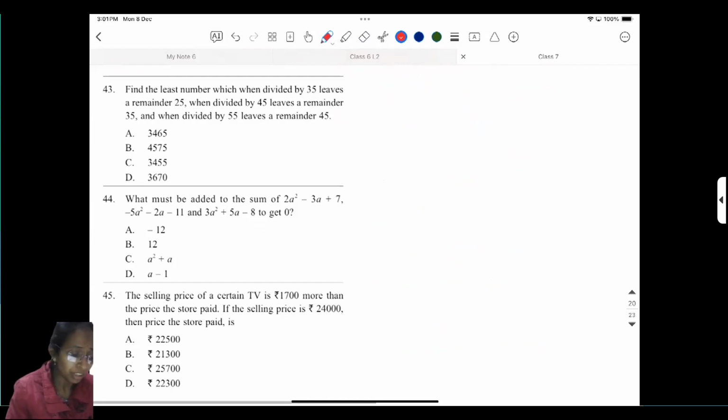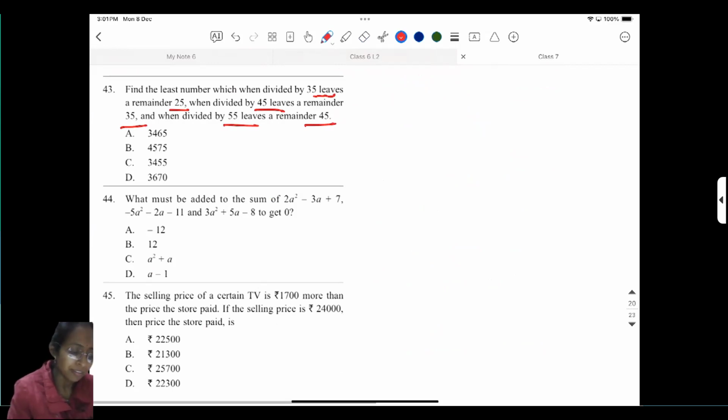43rd. Find the least number which when divided by 35 leaves a remainder of 25, when divided by 45 leaves a remainder of 35, and when divided by 55 leaves a remainder of 45. You can observe that when it is divided by any of the divisors, it leaves a remainder which is just 10 less than the divisor.